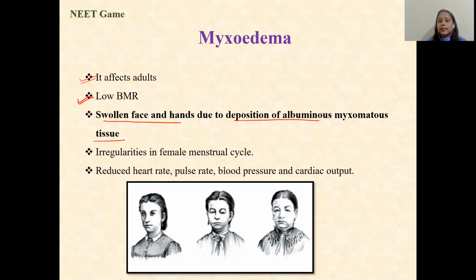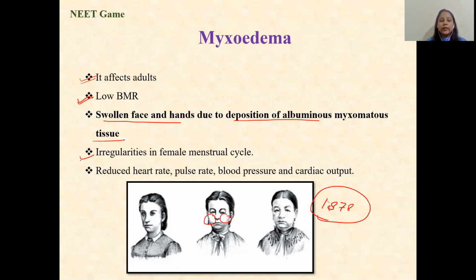See, what does this statement mean? Whenever a person is suffering from myxedema, they start having a swollen face here. You can see in all the three figures, and mainly in the second and third lady, that they have a swollen face. That is due to the deposition of albuminous myxomatous tissue, and it leads to myxedema. You know, guys, this figure is from about 1878, when for the first time myxedema was diagnosed. So this is a picture from 1878 of a patient who was first diagnosed with myxedema.